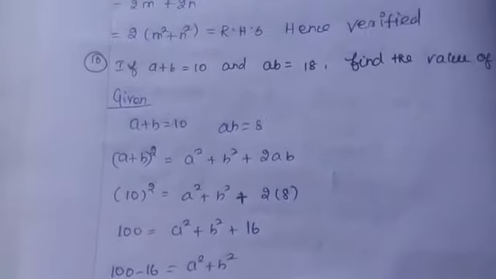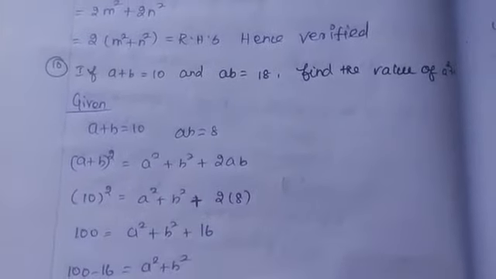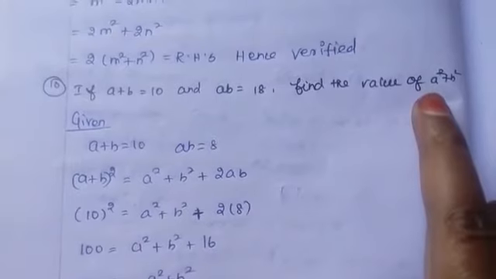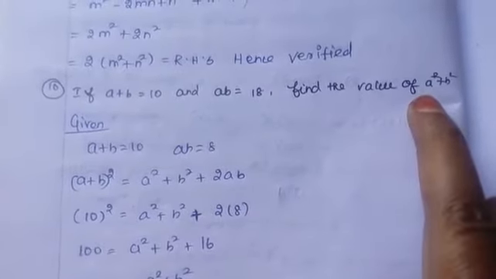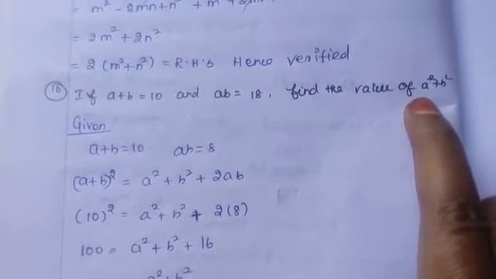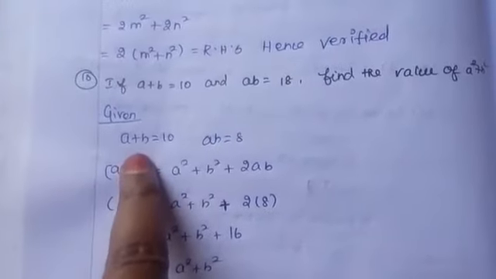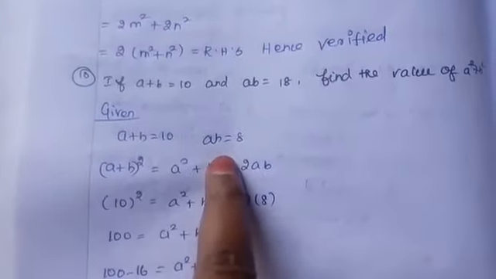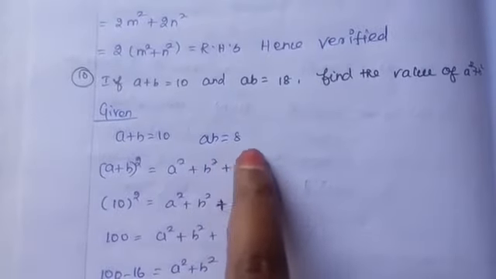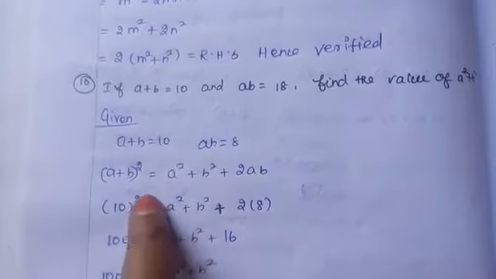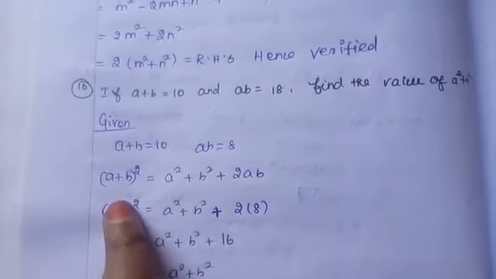They are given a plus b as 10, ab as 18. We want to find out the value of a squared plus b squared. We don't know the formula for a squared plus b squared, so we want to derive it from the (a plus b) the whole squared formula. Given data is a plus b equal to 10, ab equal to 18. We are not having the a squared plus b squared formula, so we derive from the (a plus b) the whole squared formula.